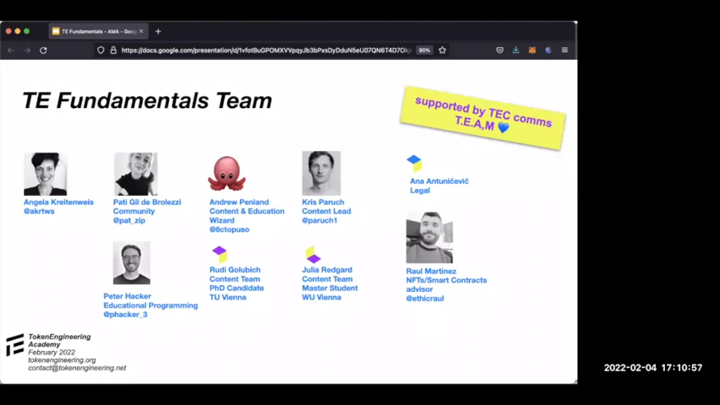Hi, everyone. I'm Chris. I am currently working at the University of Economics, at the Research Institute for Crypto Economics at the WU in Vienna. And I'm building a curriculum for token engineering there. I'm doing my PhD myself, trying to find the best way to approach this topic. I want to share this knowledge with all the participants of TE Fundamentals by contributing to the content creation.